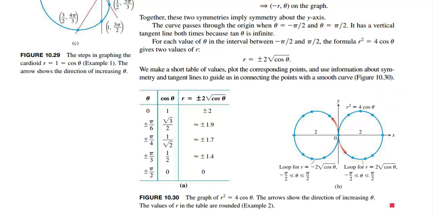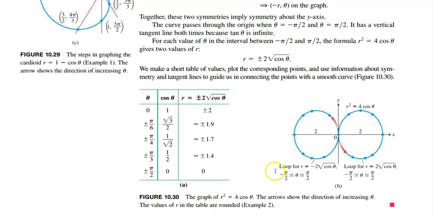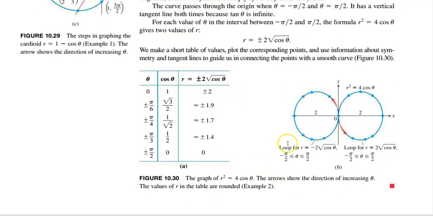We make a short table of values, plot the corresponding points, and use information about symmetry and tangent lines to guide us in connecting the points with a smooth curve as shown below. We end up with this two-sided, figure eight looking shape. The loops are circular on both sides, and they're both moving counterclockwise around these loops.